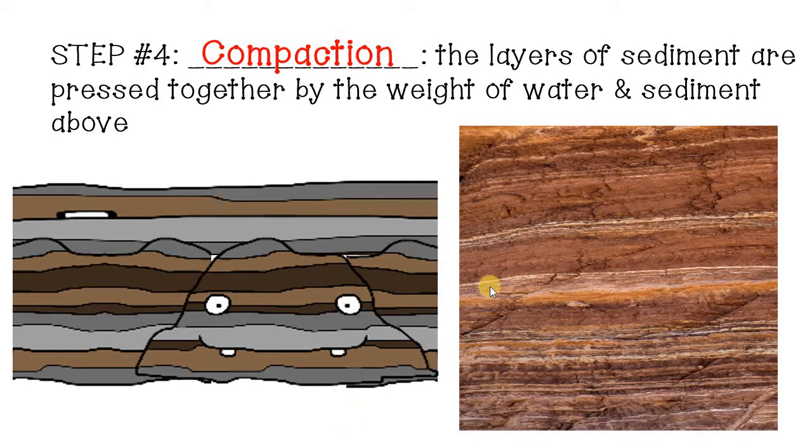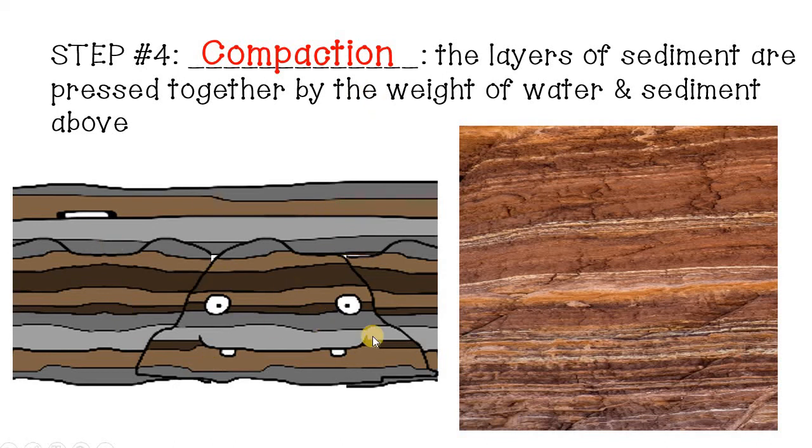Compaction, C-O-M-P-A-C-T-I-O-N. And inside of that word compaction, you can see the root word of compact. Compact means pressed together, taking up less space. So if you compact something, it takes up less space. It's pressed together. And that's what's happening in compaction. The layers of sediment are being pressed together, and what's pressing them together so that they take up less space is the weight of the sediment and water that's above it.